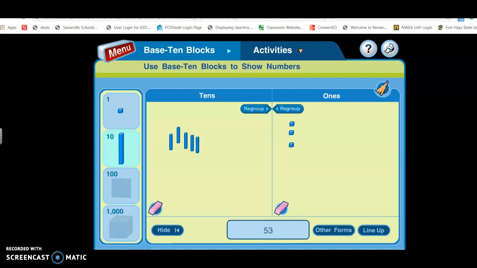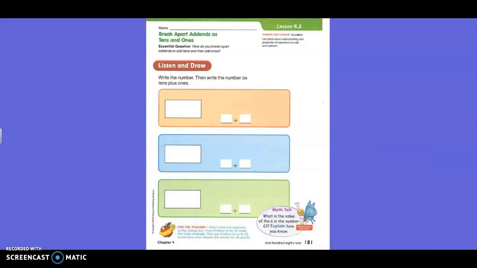On your paper for listen and draw, I want you to write 25 inside the right rectangle on the orange. Write the number 25. The blocks are numbered. Just the number. Just the number 25. In the white rectangle in the orange box at the top of the page.